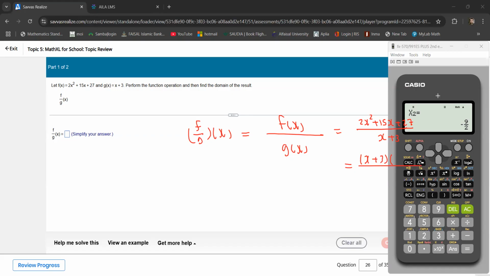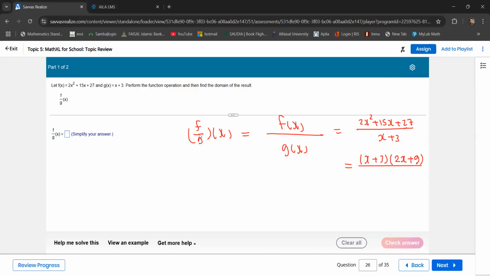We don't write it in fraction form. We write this 2 multiplied by the x, so we write it like 2x, and we change the sign and write positive 9. So the factoring, as is clear, is x plus 3 times 2x plus 9. Down there, it is x plus 3 already. So we can simplify by canceling x plus 3 up with x plus 3 down. And the remaining expression is 2x plus 9.